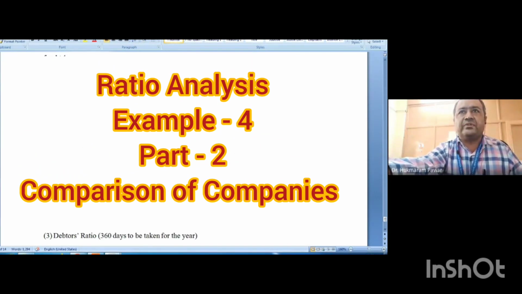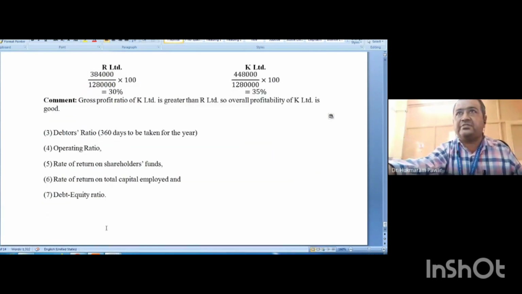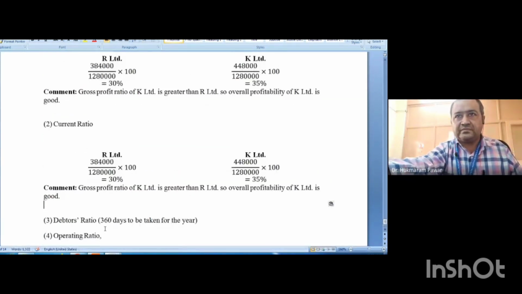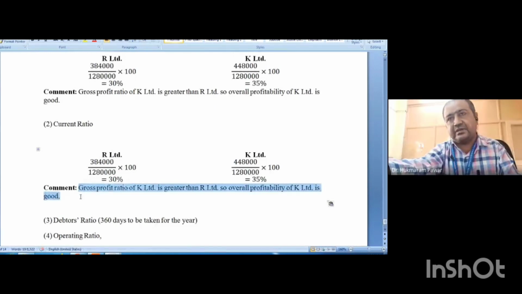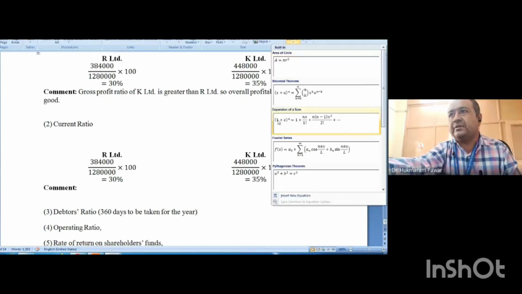Now we go for the second ratio. Second ratio is current ratio. What is the formula of current ratio? Current assets upon current liability. Very nice. So first we put the formula of current asset and current liability.